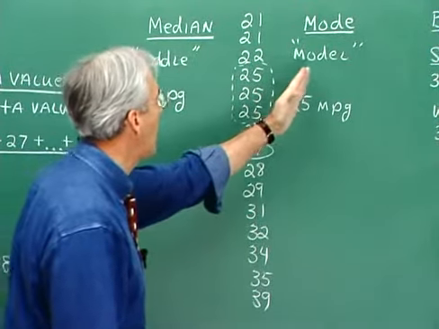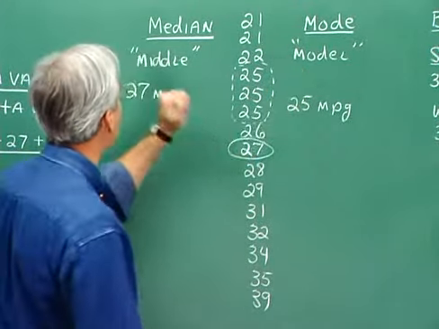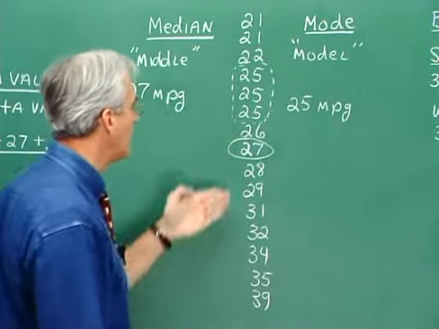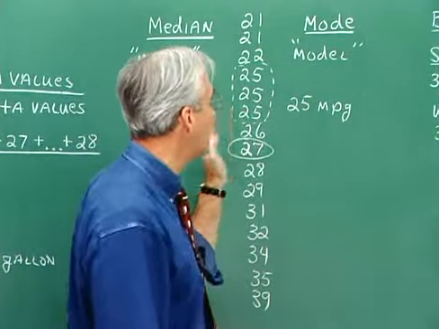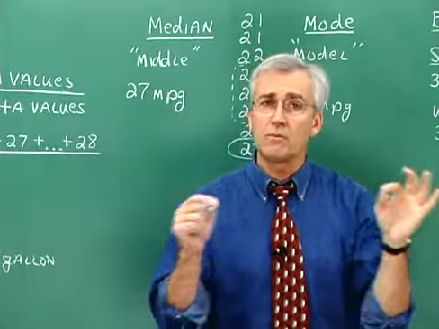So mode is the modal item, the item occurring most frequently. Median is the middle item in the entire set. And to identify these two, it's important to put the numbers in order.